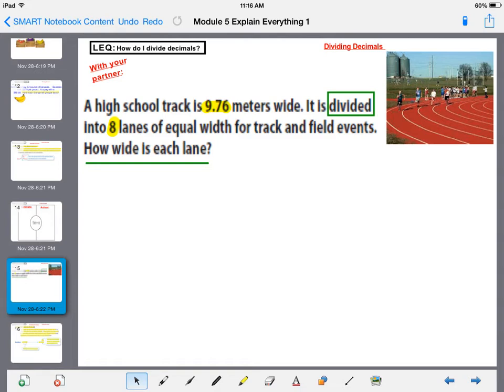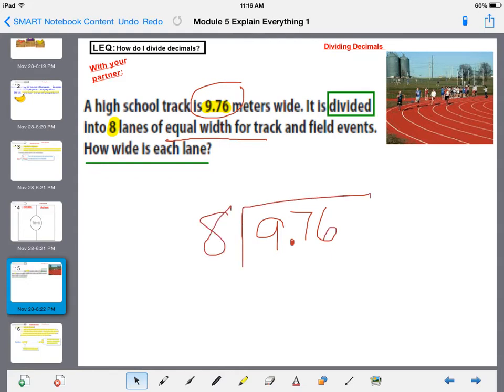Important information is that each lane has equal width, and that means that we can divide because it's equal parts. And so we also need to know, and it's important, that the track is a total of 9 and 76 hundredths meters wide. Well, that's going to be our dividend. He's the total that we're dividing by 8 lanes. And we want to know how wide each lane is.